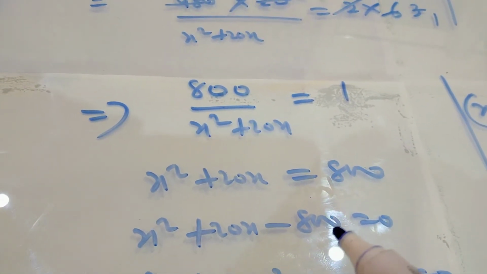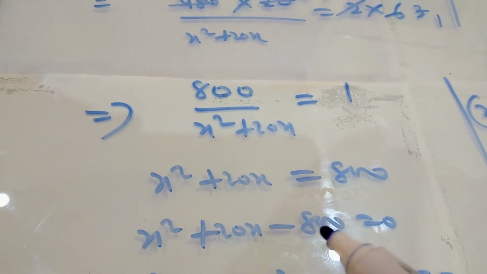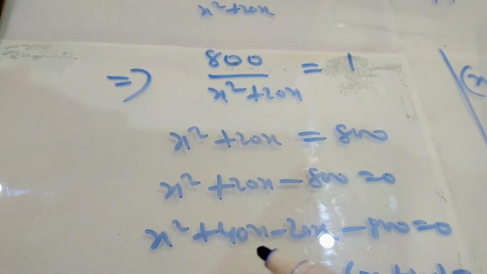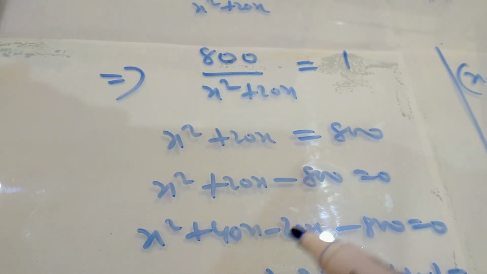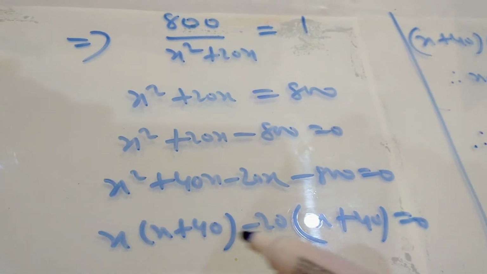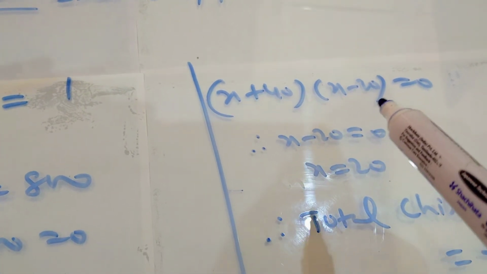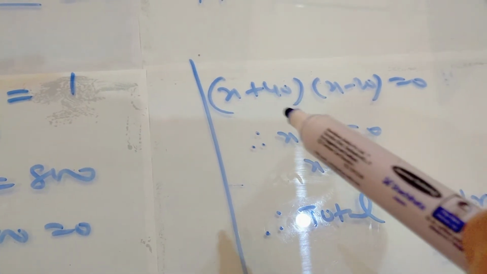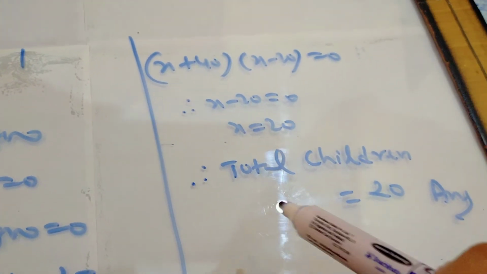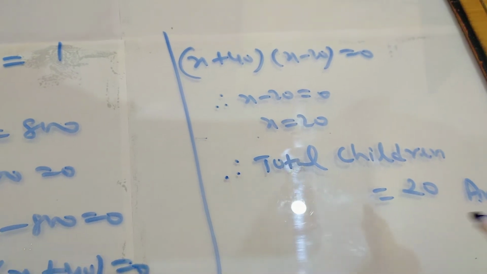Now factorization, 800 has to be factorized in such a way that it will give 20x. So 40 into 20 is 800. So over here we got two factors. The first factor is x plus 40 and second is x minus 20. x plus 40 is invalid because it will give negative value. So x is 20, therefore the total number of children was 20. So that is the question.